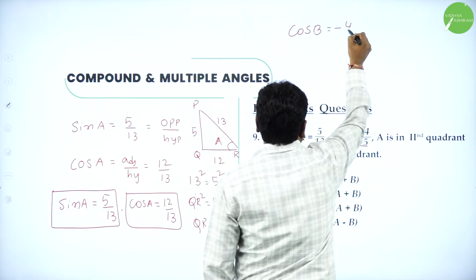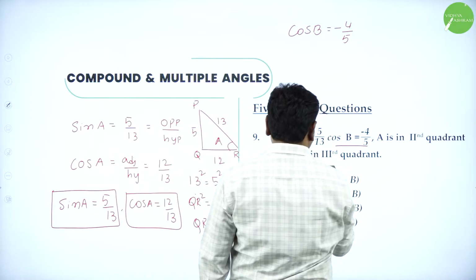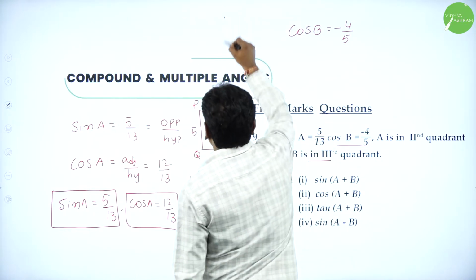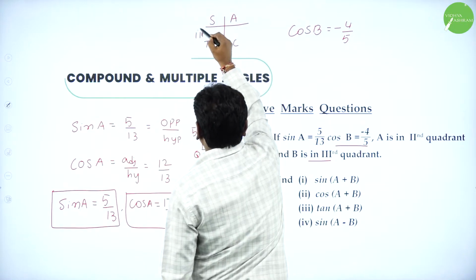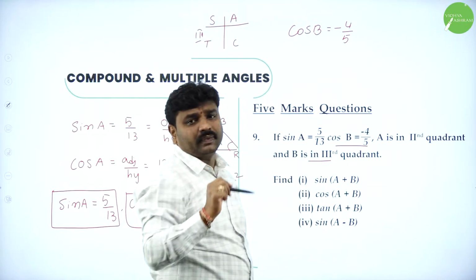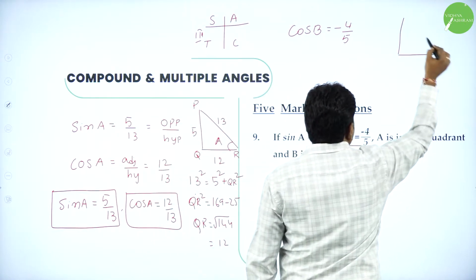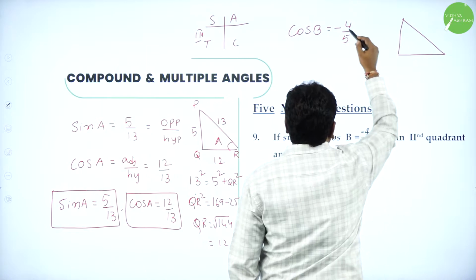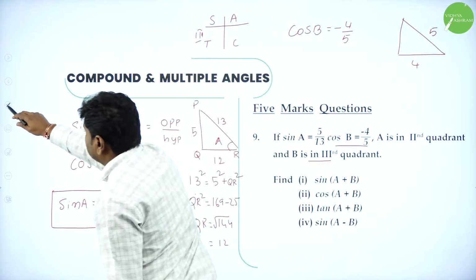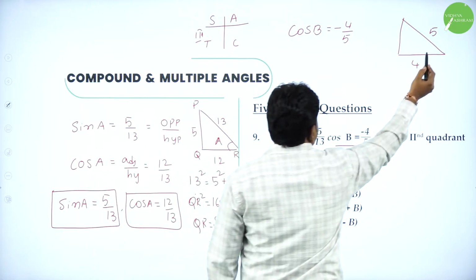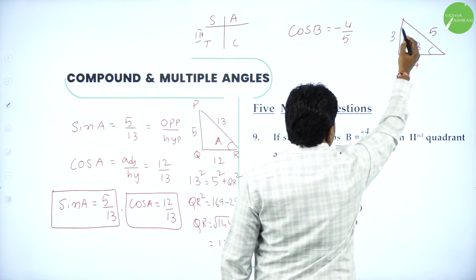Minus 4 by 5. Negative sign because angle B is in third quadrant. You know, in third quadrant, ASTC, sin and cos both are negative. So cos B is negative, even sin B will be negative. If I draw a triangle, sides of a triangle are always positive. Cos means adjacent by hypotenuse. What is the missing number? Pythagorean triplet. So opposite side, this is B, and the missing number is 3. So 3, 4, 5 are Pythagorean triplets.